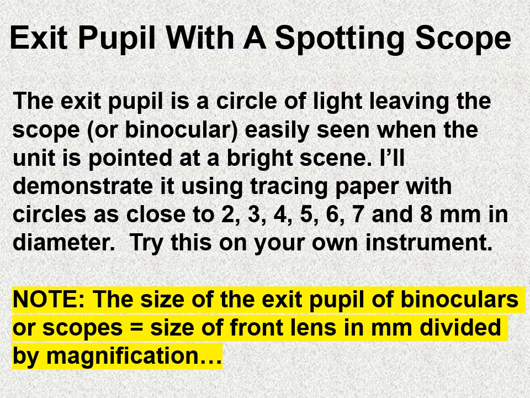So I'm going to show you the exit pupil of a spotting scope. And I'm going to show it to you with tracing paper, and you can do this with your own binoculars. And I'm going to draw on this tracing paper circles of 2, 3, 4, etc. millimeters in diameter. And there's a formula that says that the size of the exit pupil of binoculars or scopes or any optical instrument is the size of the front lens in millimeters divided by magnification. So if I know two of these, I can estimate the third.